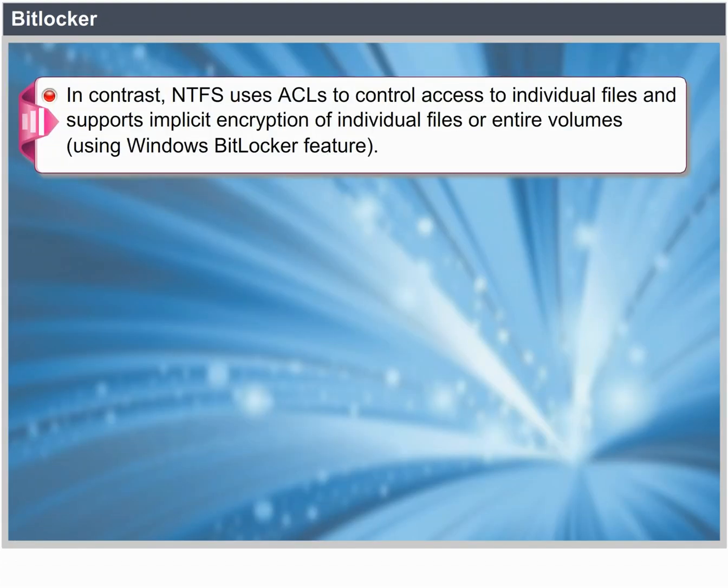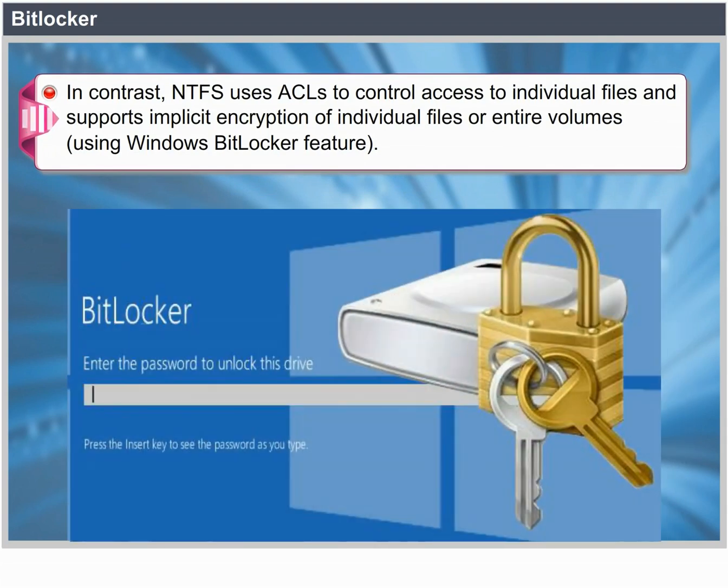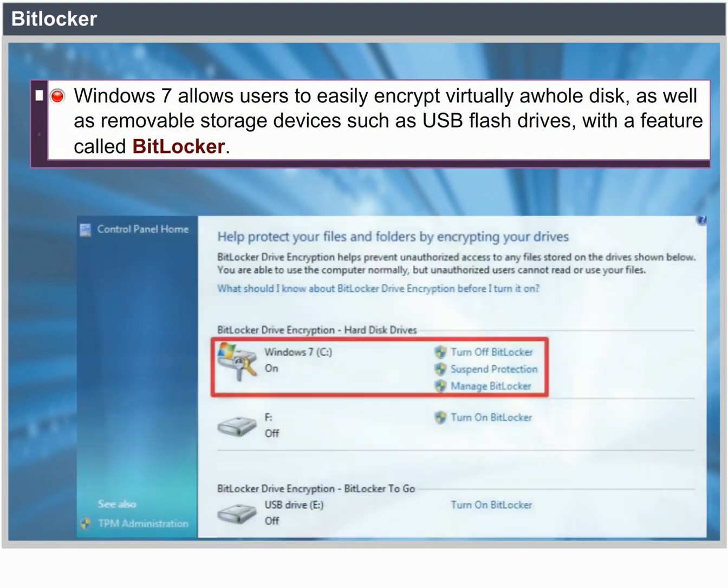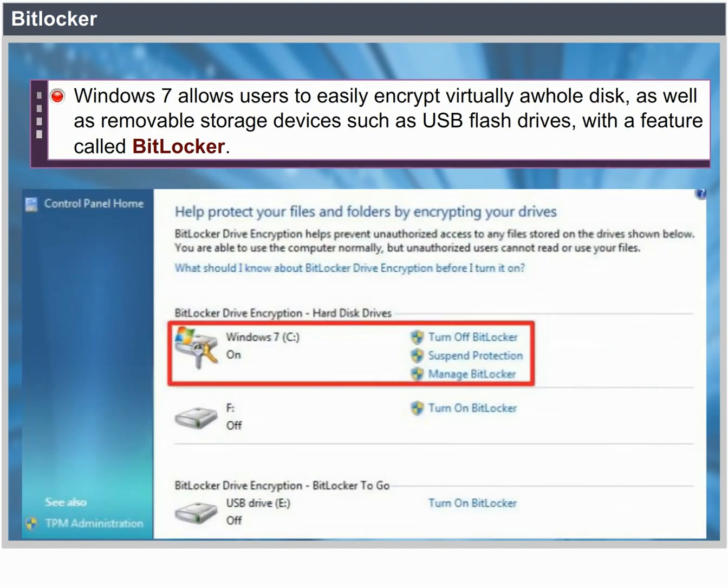In contrast, NTFS uses ACLs to control access to individual files and supports implicit encryption of individual files or entire volumes using the Windows BitLocker feature. Windows uses encryption as part of common protocols such as those used to communicate securely with websites. Encryption is also used to protect user files stored on disk from prying eyes. Windows 7 allows users to easily encrypt virtually a whole disk as well as removable storage devices such as USB flash drives with a feature called BitLocker.